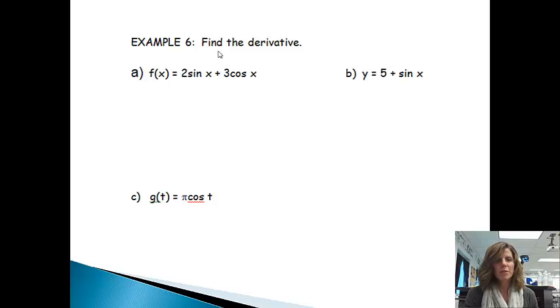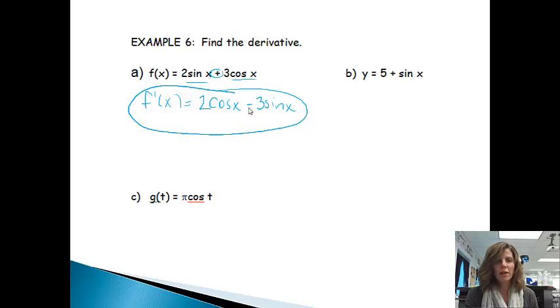If it asked me to find the derivative of this first example, 2 sine x plus 3 cosine x, since there's this plus sign here, we're going to take the derivative of each part separately. So if I'm going to find f prime of x, 2 is a constant, so it's just going to tag along for the ride. The derivative of sine, we just found out, was equal to cosine. For my next part, the derivative of 3 cosine x, the 3 just tags along for the ride again. The derivative of cosine x we found was equal to negative sine x. That is my derivative. It's mostly just remembering that rule to get you where you need to be.